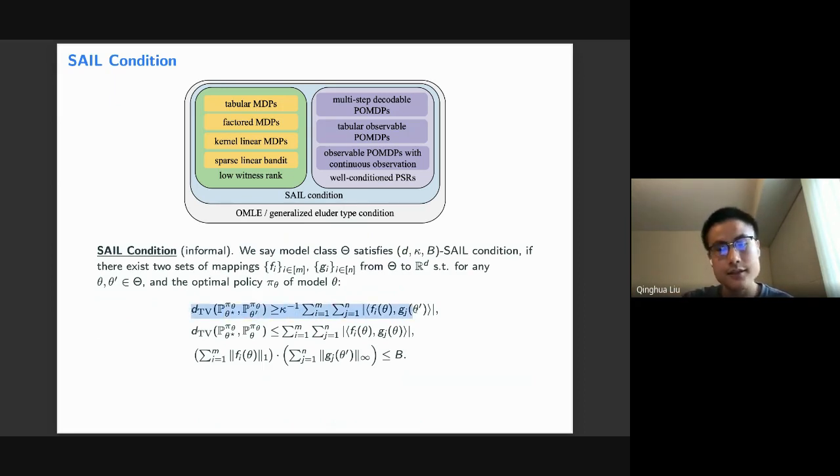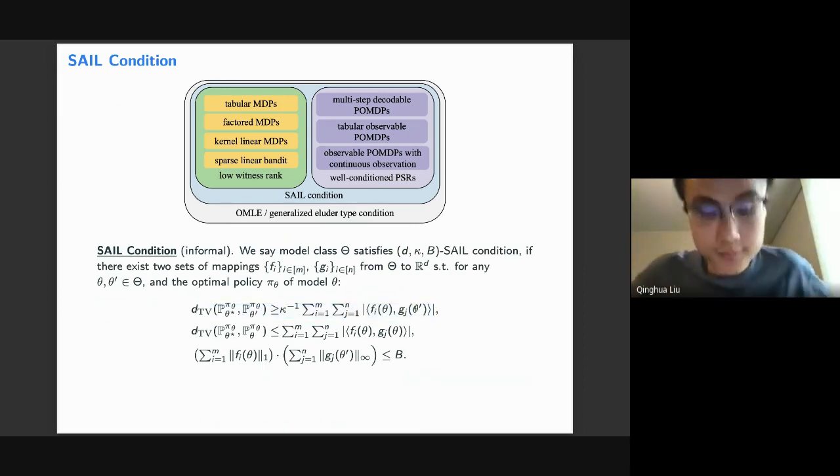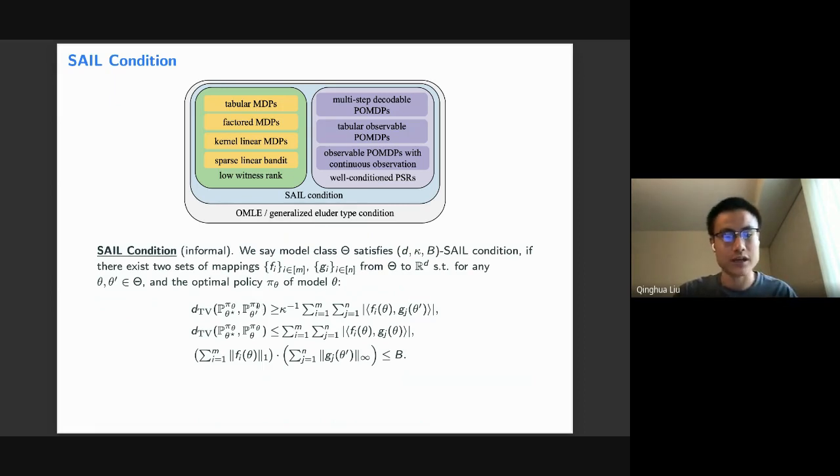And this condition says the model estimation error induced by using theta prime to generate the observation distribution under pi theta is lower bounded by this bilinear structure divided by kappa. So you can think of this kappa as some relaxation. And the second condition says the model estimation error by executing policy pi theta in an environment parameterized by theta is upper bounded by this summation of bilinear structure. And finally, we have some normalization condition.